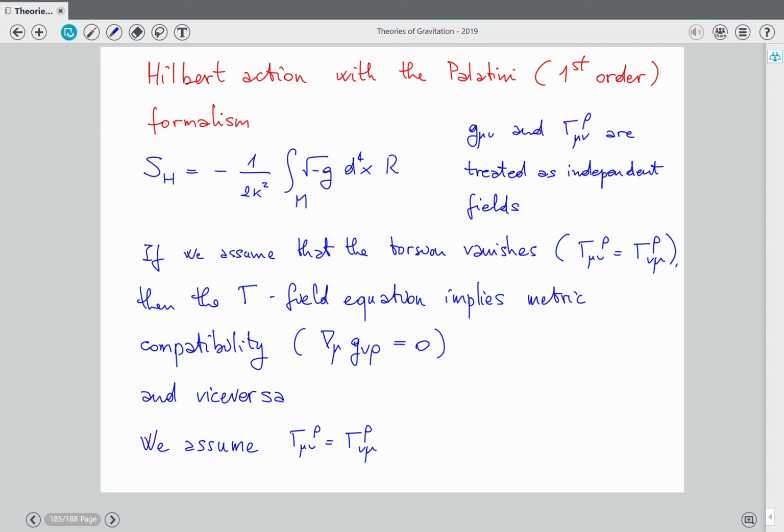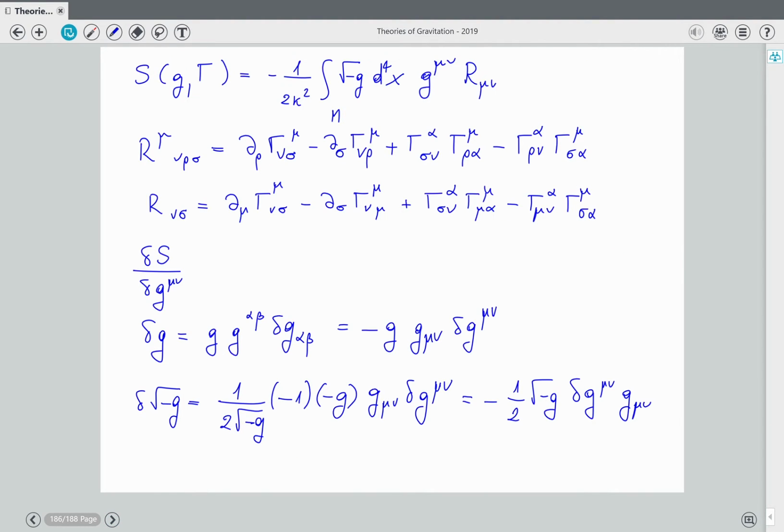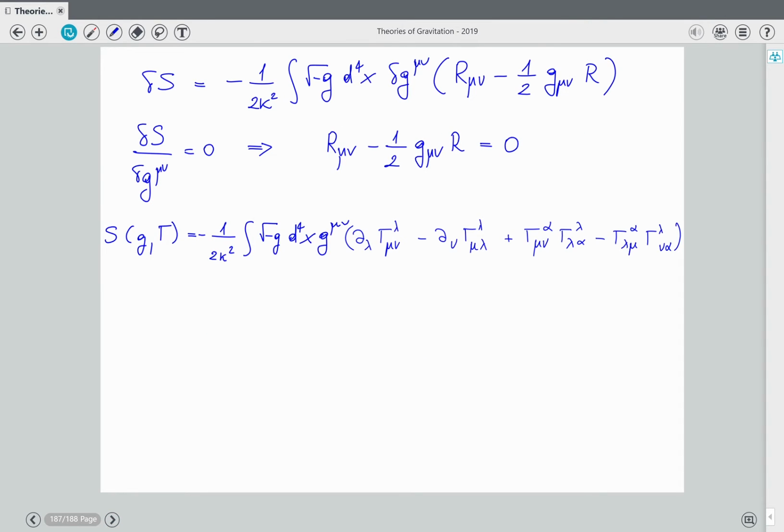We started to consider the Hilbert action in the Palatini formalism, which is the first order formalism, where g_{μν} and the Christoffel symbols are treated as independent fields, and we assume the torsionless condition, and we do not assume metric compatibility. We have seen that the variation of the action with respect to the metric gives the Einstein equations, and now we proceed to consider the variation of the action with respect to Γ.